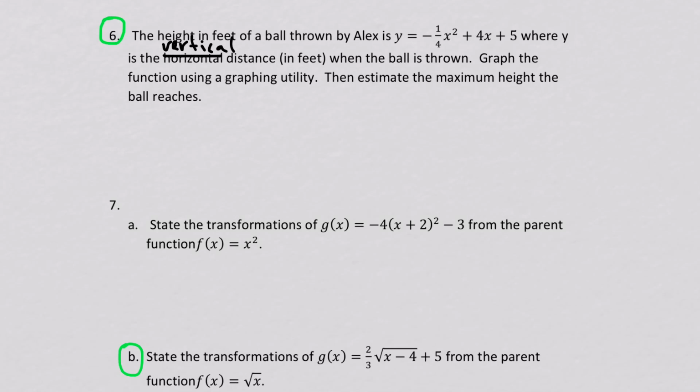Because if y was the vertical distance, then it wouldn't make sense, right? X has to be the horizontal, or x is time, but y is always going to be the vertical distance. So let's write it that way, and then we're going to find the maximum height. It says to graph it and find the maximum height.